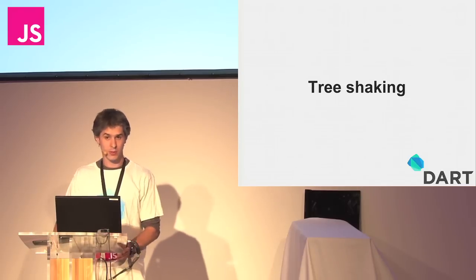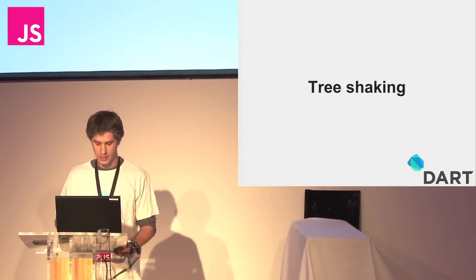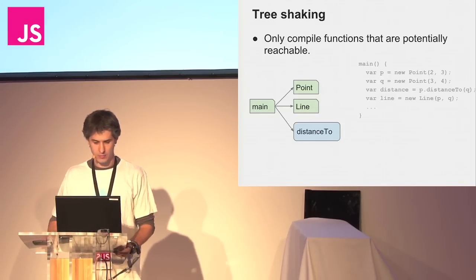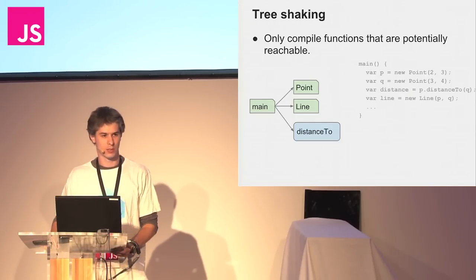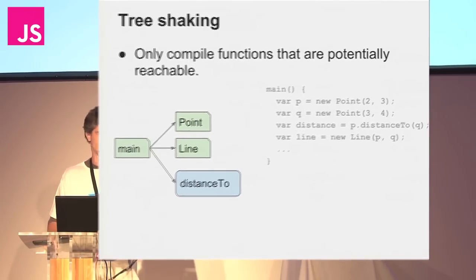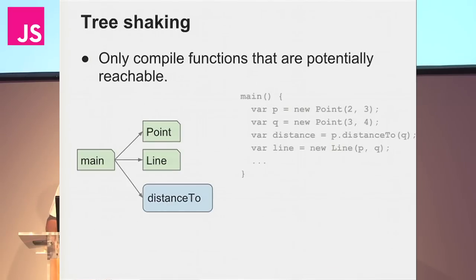Yes, there's another thing we do to reduce the code size. That's tree shaking. The idea here is that we only compile functions that are potentially reachable. So we start with the main, which is the only entry point in Dart. You cannot execute code outside of main. And then we look at what is invoked and what classes are instantiated and so on.